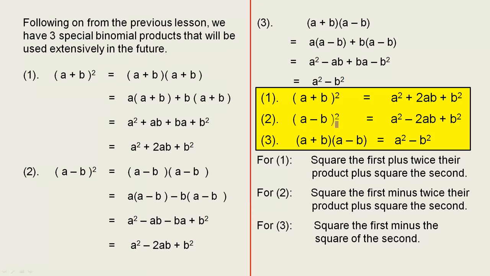When you have (a - b) all squared, we have square the first minus twice their product plus square the second. And when you have the product of a sum and a difference, square the first minus the square of the second. It's just a squared minus b squared. So let's see how we apply these rules to just a few examples on the next slide, where we don't need to show any working. If we follow these three rules, for each of the different cases, we can just write down the answer.